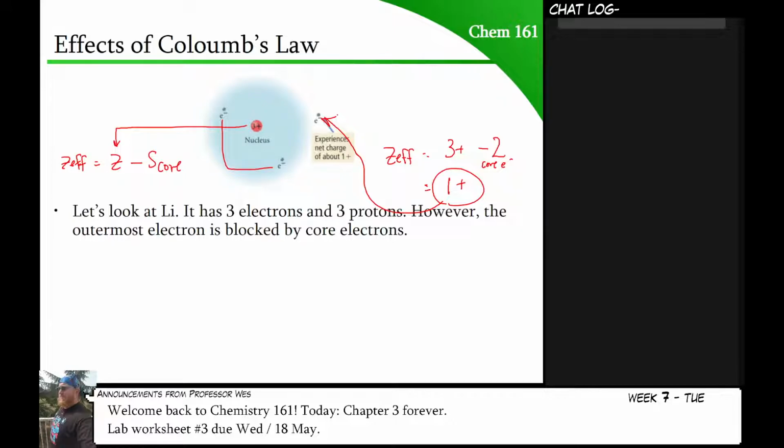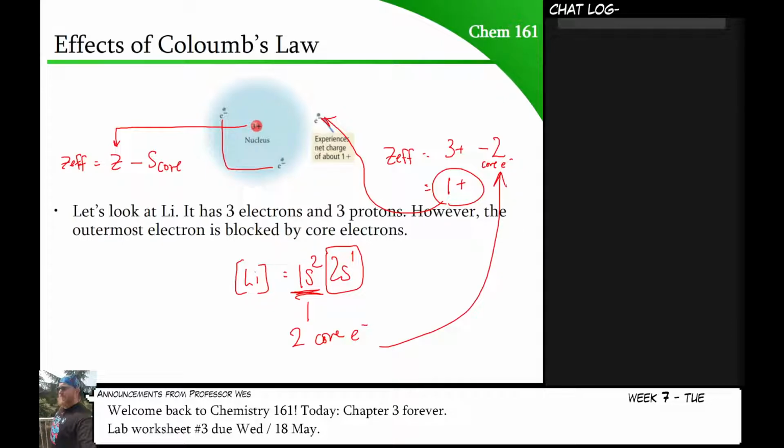So you can calculate Z effective for any element by writing its electron configuration. For lithium, that would be this: circling the valence electrons, underlining the core electrons, and asking how many core electrons there are. And that's how I get this number. You can do this for anything on the periodic table now, because we've done electron configurations. I want to make sure that you have an example or two to calculate Z effective for these. Yeah, you do. Okay.